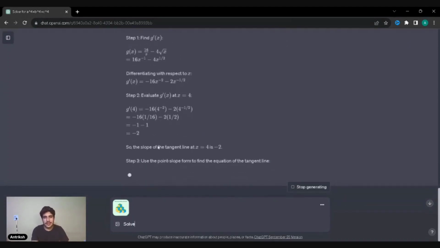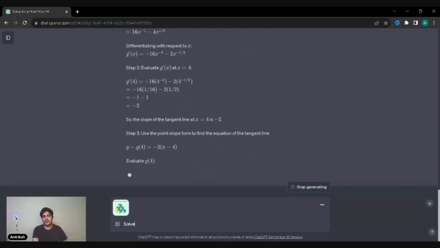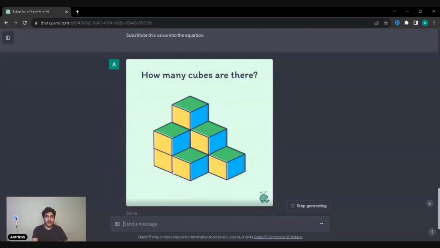So yeah, that is pretty much the way ChatGPT with this vision feature can work. Now it's evaluating. It's basically the last tries, right? So basically it's done it. We're going to stop generating it for now, right? So basically we have the answers. Now we're going to ask for puzzles. So solve this one.